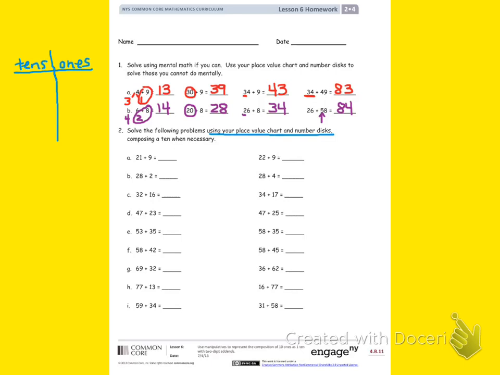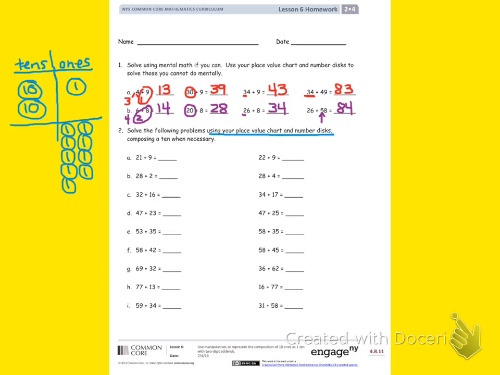First, I'll use my number discs to draw a picture of what 21 looks like. 21 is the same as 2 tens and 1 one. And now I'm going to add 9 ones to it. 1, 2, 3, 4, 5, 6, 7, 8, 9. Okay, so I have 21 above the line and 9 below the line.